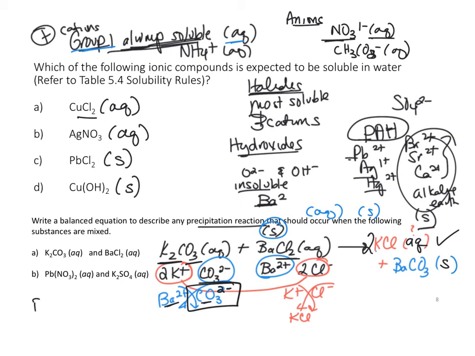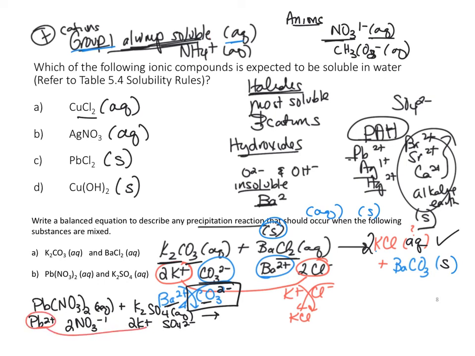All right, let's do this next one. Lead nitrate, AQ, plus potassium sulfate, AQ. Now, lead is going to be 2 plus here because nitrate is 1 minus, and there's 2 of them. And then potassium is a plus 1, and sulfate is 2 minus. So to predict these, I've got to now combine lead, which was with nitrate, with sulfate. So 2 plus and 2 minus, I can do PbSO4. I'm just going to put the parentheses there for now, and then I will go back and try to decide if it's soluble or not.